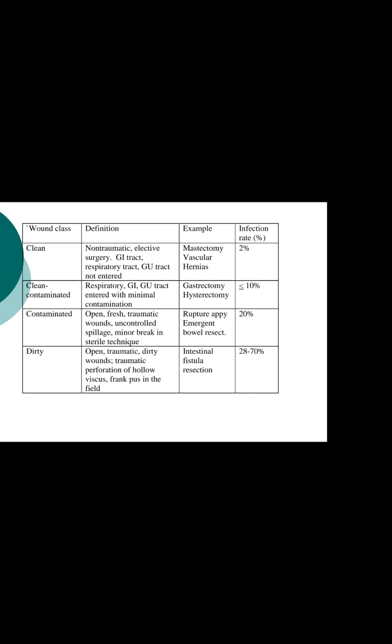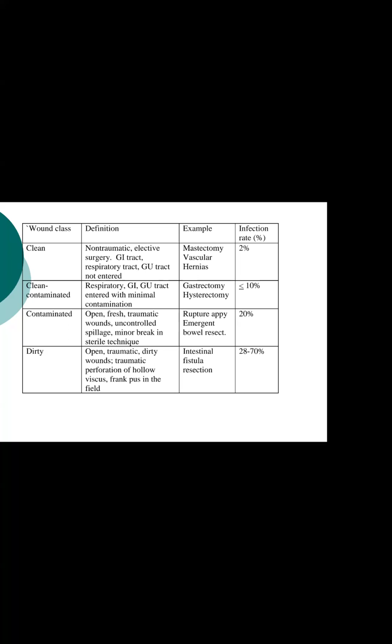Second is clean contaminated. In that, what all comes? Gastric, intestine, appendix, liver surgery. So there is some contamination, but it's still a clean wound. Respiratory and GI tracts are entered, but it's controlled. No unusual contamination. In clean wounds, the infection rate may be just 2%, and in clean contaminated wounds, the infection rate is less than 10%.